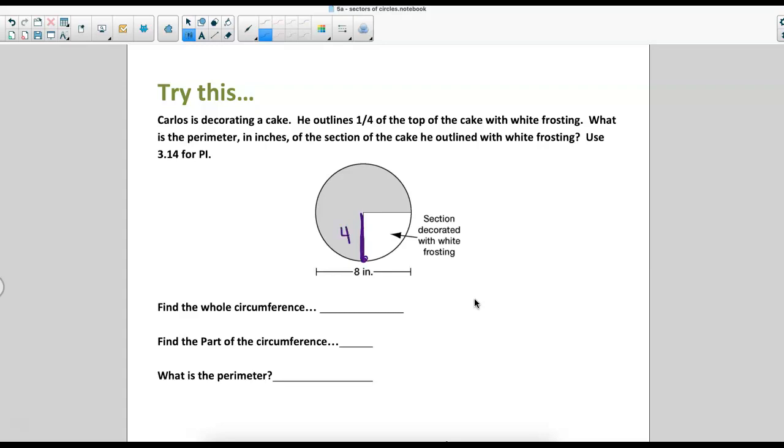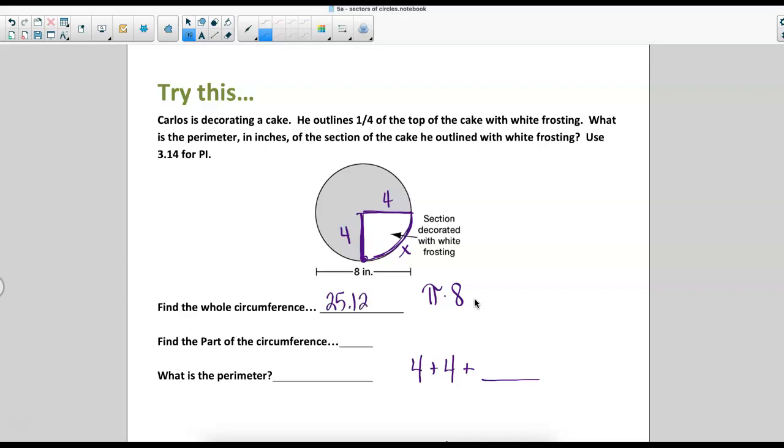So if I start right here, how far is this? 4, right? The diameter is 8, and this is 4, and then we need this. Let's call it X for now. So if I want to find the perimeter, it's going to be 4 plus 4 plus something. I got to find that something. The something is part of the circumference. So let's start with the whole circumference. How would I find the whole circumference? Mason. 3.14 times 8. Pi times diameter. 3.14 times 8 is 25.12.